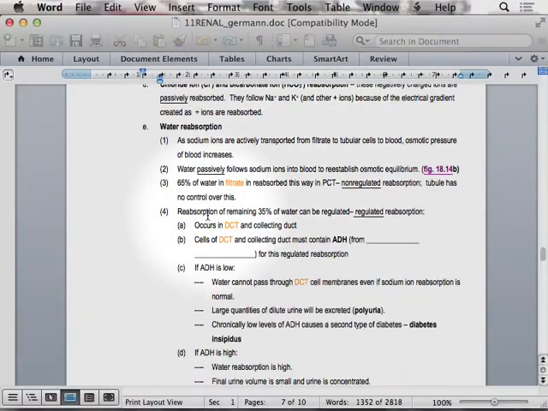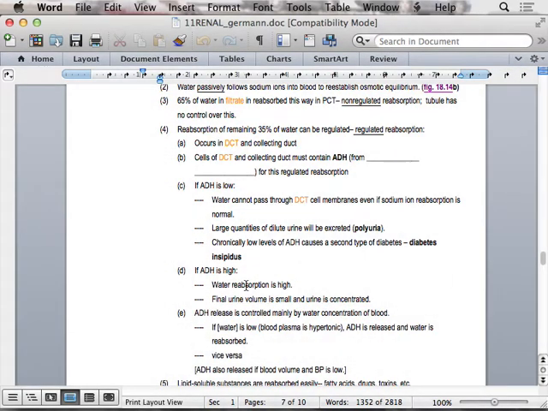Okay, so ADH comes from where? The posterior pituitary. And you need ADH from the posterior pituitary for regulated reabsorption. So here's the deal. If your ADH is low, then water can't pass through the DCT even if sodium was going. It's just like, hey, I want to come, and it can't come. So you can have sodium ion reabsorption in the DCT with aldosterone, but if you don't have ADH, you cannot have water follow it. And believe it or not, you're going to get large amounts of diluted urine. You kept a whole bunch of the sodium, you just did not keep a whole bunch of the water.